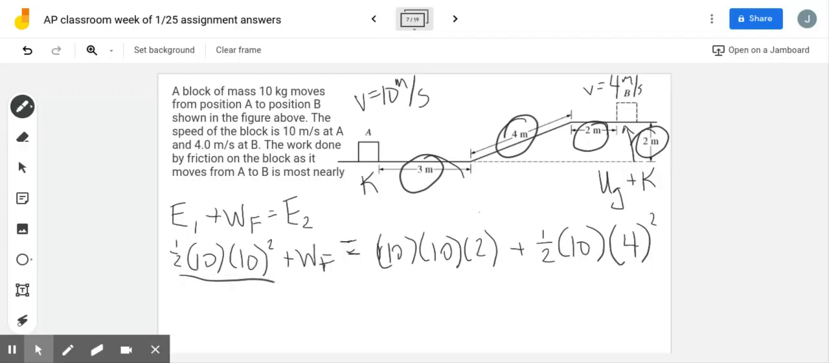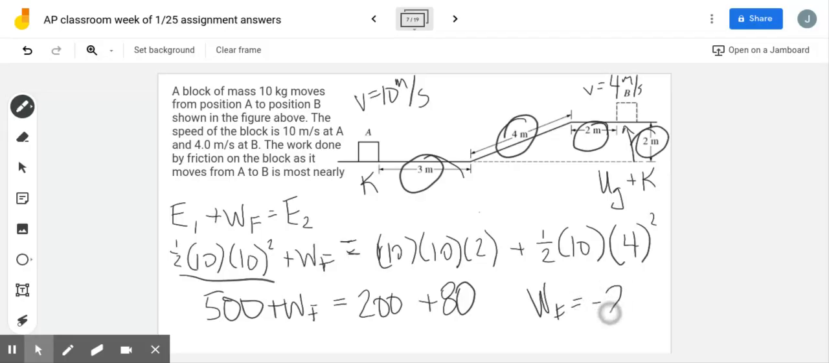So over here, 1/2 times 10 times 10 squared. 10 squared is 100, times 10 is 1,000, divided by 2 is 500, plus work of friction is equal to 100 times 2, 200, plus 4 squared is 16, half of that is 8, 8 times 10 is 80. 500 plus work of friction equals 280. Work of friction has to be negative 220 joules.